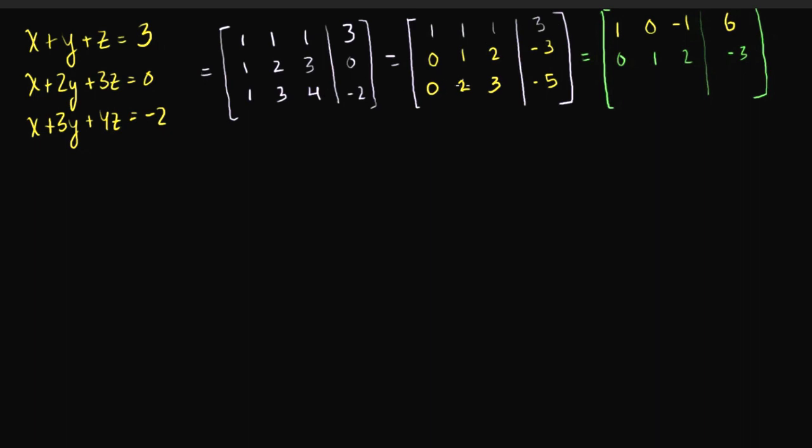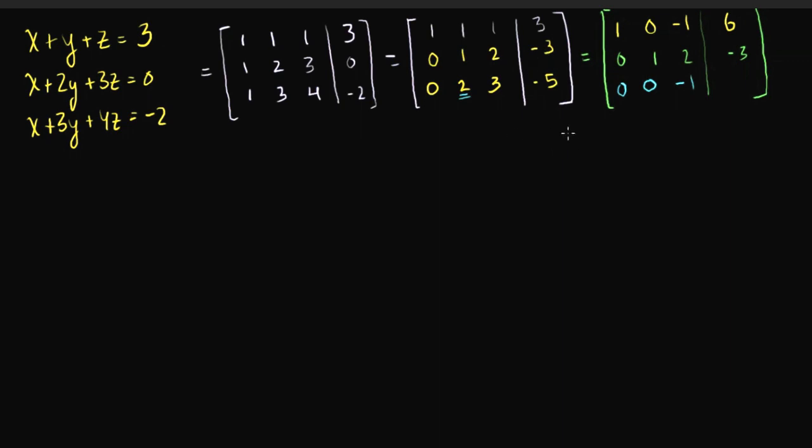Now let me get rid of this entry right here. Let me 0 that out. So let me replace the third row with the third row minus 2 times the second row. So we have 0 minus, well, 2 times 0. That's just going to be 0. 2 minus 2 times 1. That's 2 minus 2. That's 0. 3 minus 2 times 2. That's 3 minus 4, or minus 1. And then finally, minus 5 minus 2 times minus 3.